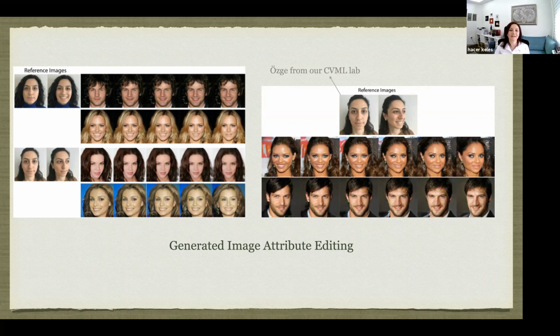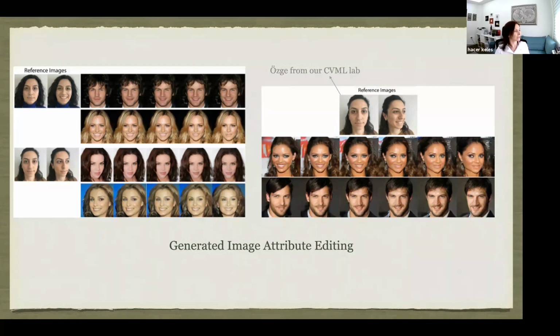Yes. On this image, Özge on the right is turning left, so it is pose variation, right? Pose is changing. At the same time, she's smiling. So here we depict two variations. And as you can see from the images, non-smiling and looking in this direction, the guy on the second row is maybe the inverse direction.